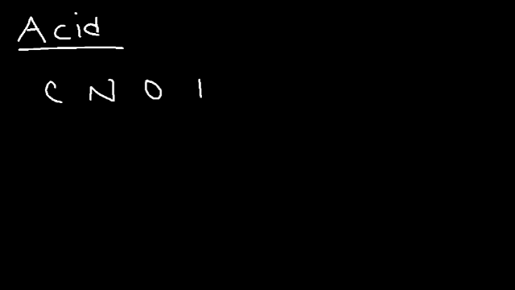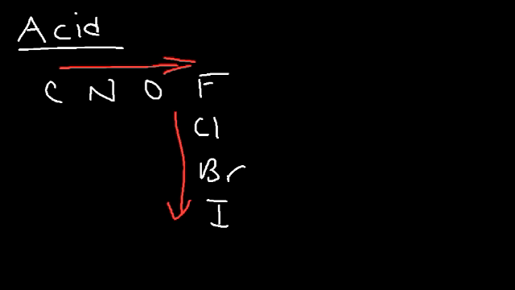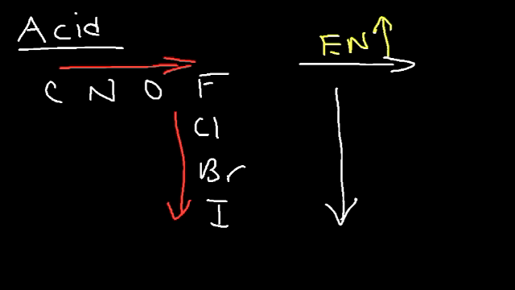Now the next thing we need to talk about is acid strength. On a periodic table we have elements like carbon, nitrogen, oxygen, fluorine, chlorine, bromine, and iodine. Acid strength increases as you go to the right and as you go down. The reason it increases as you go to the right is because the electronegativity increases. Fluorine is more electronegative than oxygen, so HF is more acidic than water. As you go down, the reason it becomes more acidic is not because of electronegativity. Iodine is less electronegative than fluorine. However, iodine is bigger in size than fluorine.